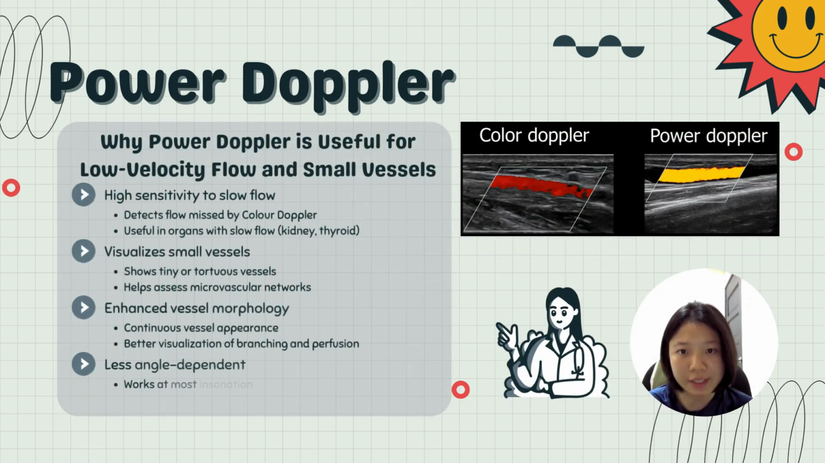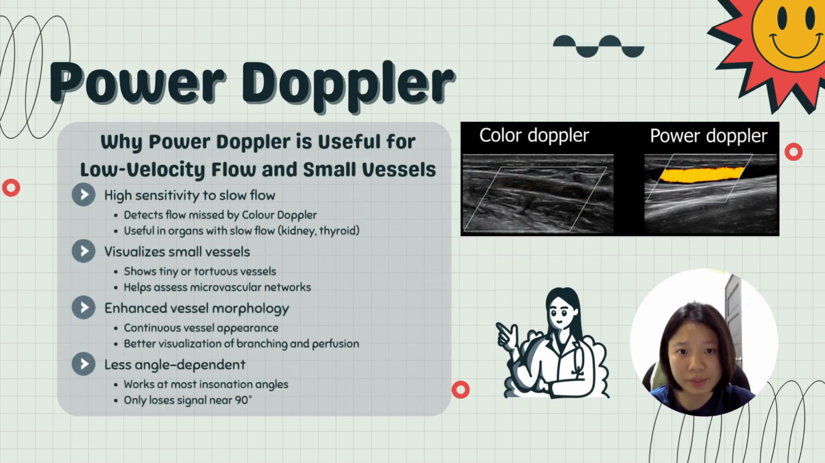Power Doppler is especially useful for low velocity flow and small vessels. It can detect flow that the color Doppler may miss, particularly in organs such as the kidney and thyroid. It also provides a clearer visualization of tiny tertiary vessels, improving assessment of vascular perfusion. Additionally, it's less angle dependent, except when the beam is close to 90 degrees.